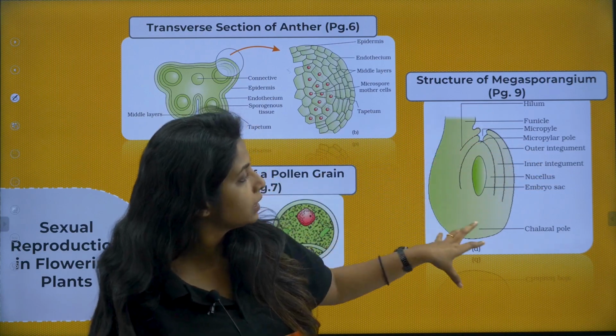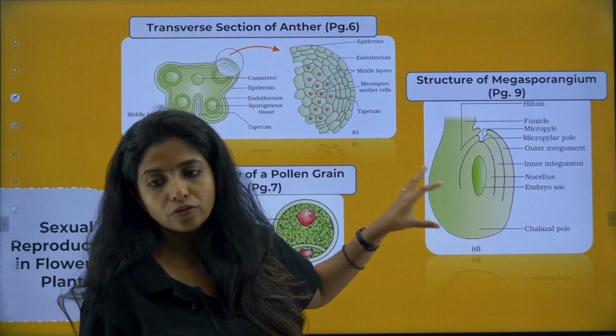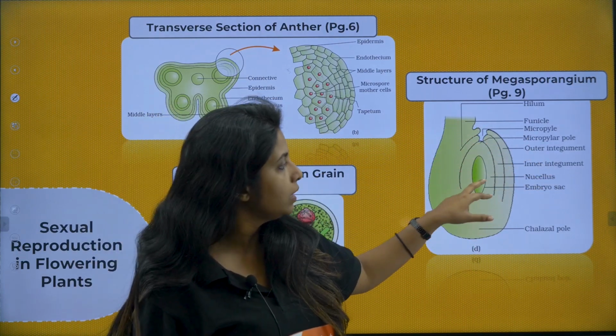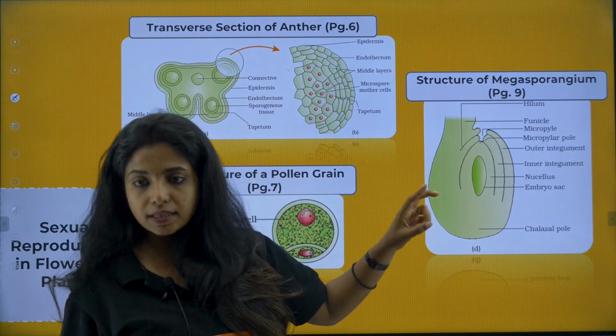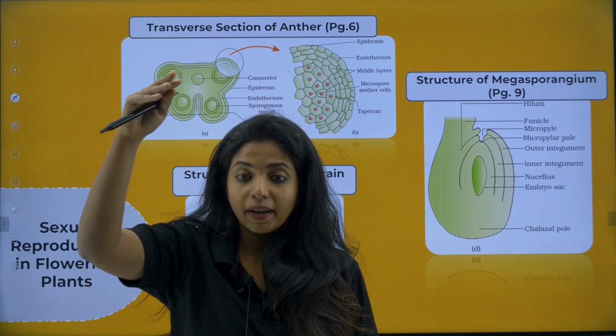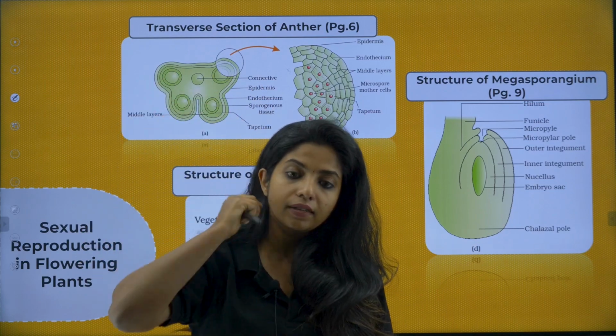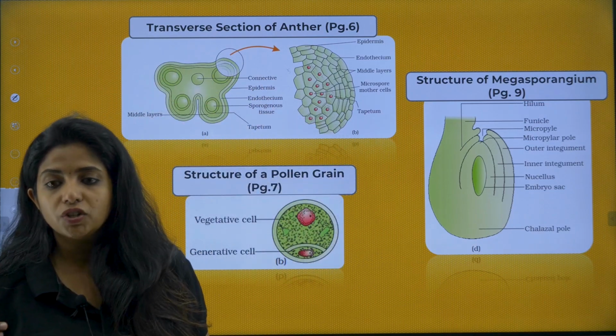Now, the structure of megasporangium is being asked. That is an inverted thing that is being put over here, but you should know the actual structure. So there would be an ovule. Okay, the ovule is covered by two integuments. Where the egg is there, you call it the micropylar end, and the other end, where the antipodal cells are there, you call it the chalazal end.